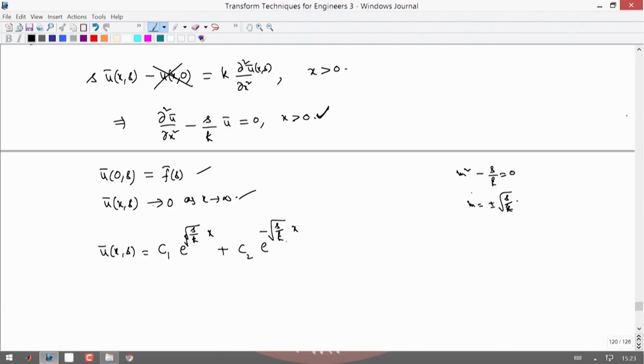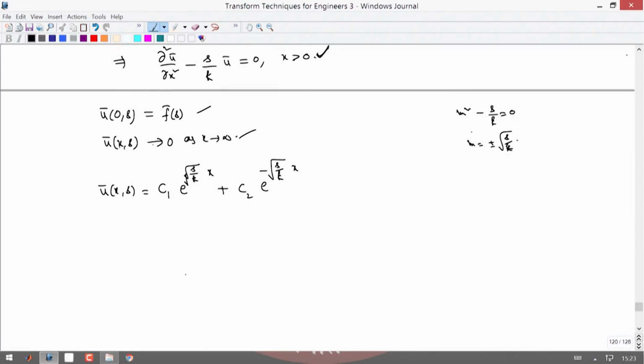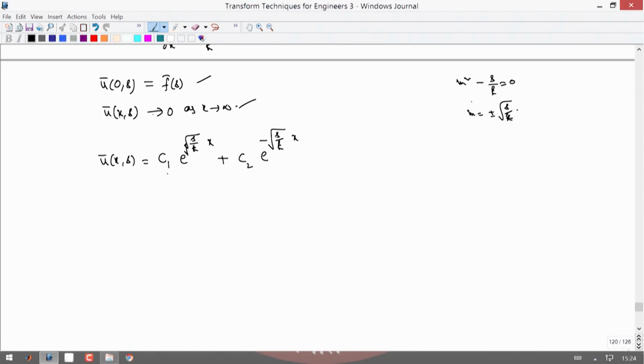Now, you apply these two boundary conditions to determine c1 and c2. Since u bar of x, s goes to 0 as x goes to infinity, c1 has to be 0, because otherwise if c1 is non-zero, this cannot go to 0. Because of this condition c1 must be 0, so this term is gone. So, you have u bar of x, s is c2 times e power minus root s by k times x.